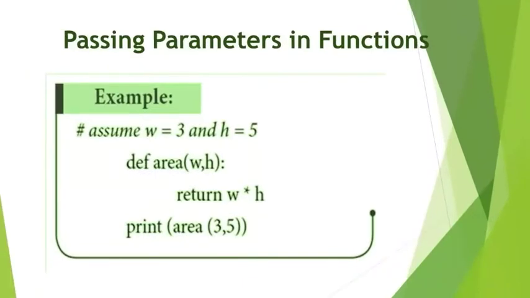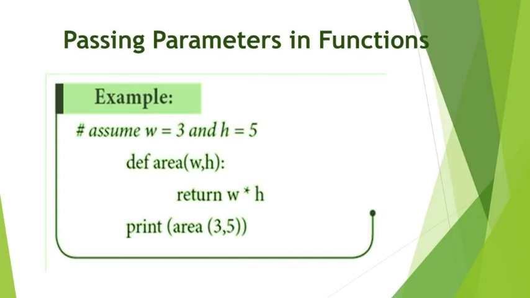Okay. One example is given. Here def is a keyword and next a function is created. What is the function name? area, and within the parentheses two parameters are given. What are they? W, H. To separate these parameters, a comma is given between them. And next a return statement is given. In the return statement, one expression is given. See there, W into H. You have to evaluate this expression and print the result on the output screen.